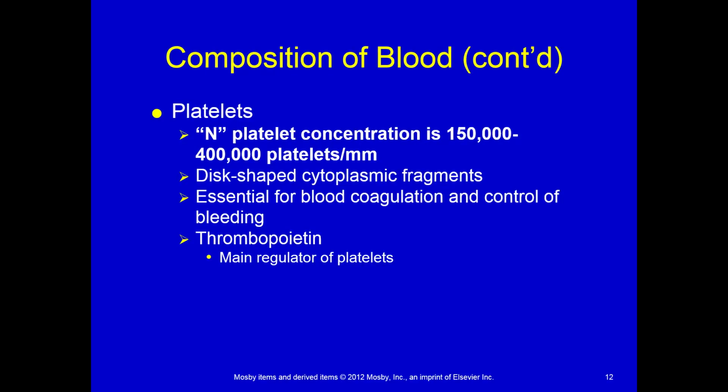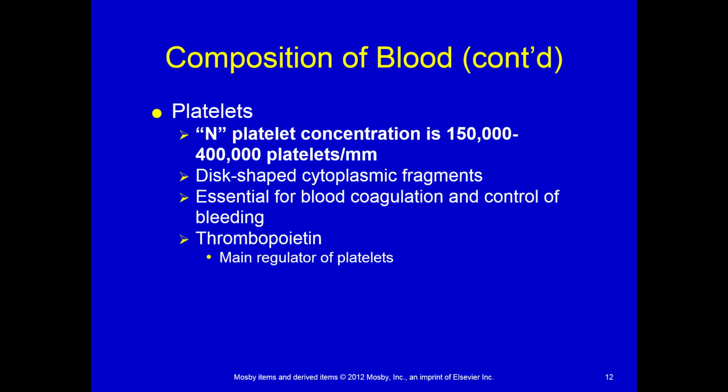Then, if that's clear to you, we'll talk about our last component of the cellular component of the blood, and that's platelets, okay? So here is your normal lab range for you. Now, interestingly, platelets are not true cells. They are actually cellular fragments, and we'll talk a little bit about why that is in just a second. They are disc-shaped cytoplasmic fragments. And we know, obviously, that these are the cellular components of the blood that are essential for coagulation and control of bleeding. They are controlled by thrombopoietin.